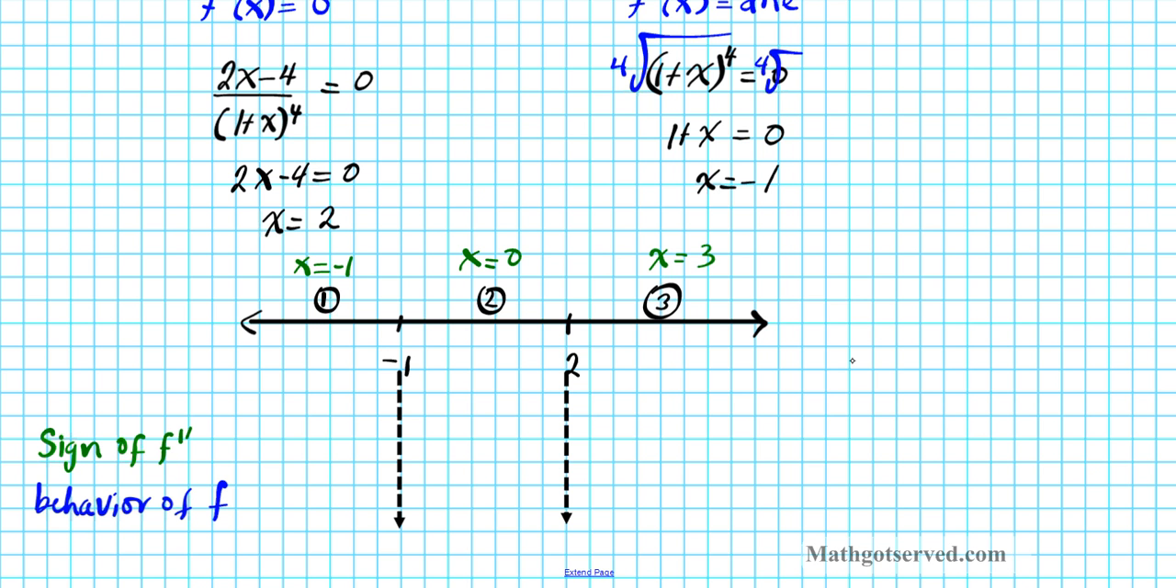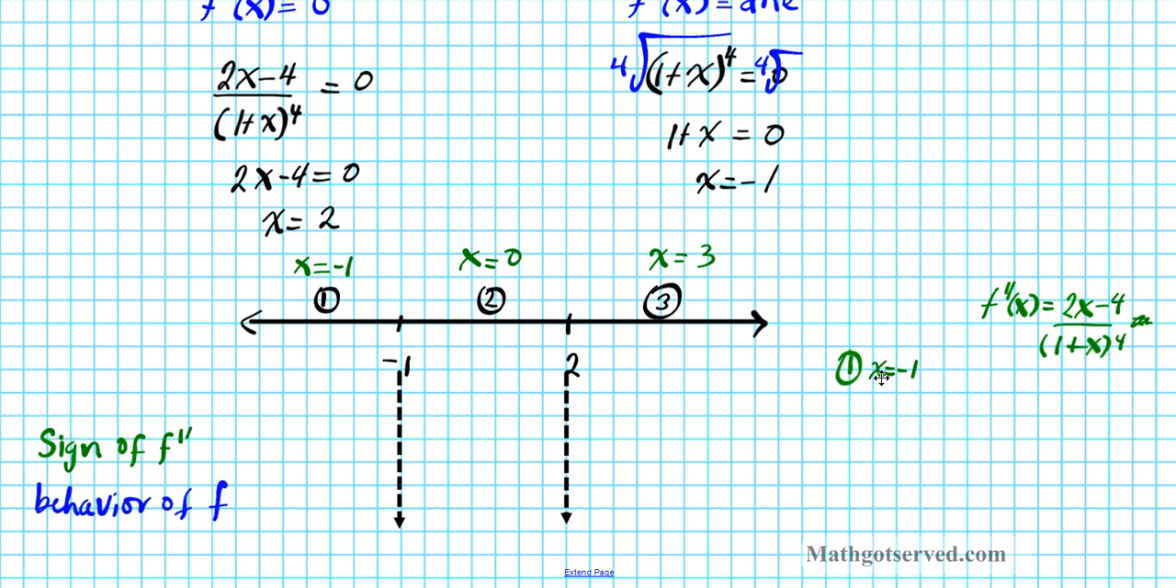So for interval 1, we are testing x equals -1. The second derivative, f double prime, is 2x minus 4 over 1 plus x to the fourth. All I care about is the sign. Okay, so I know that if I raise any quantity to an even power it is going to be positive. So I don't even need to bother about the denominator because I know that the denominator will always be positive regardless of what I choose.